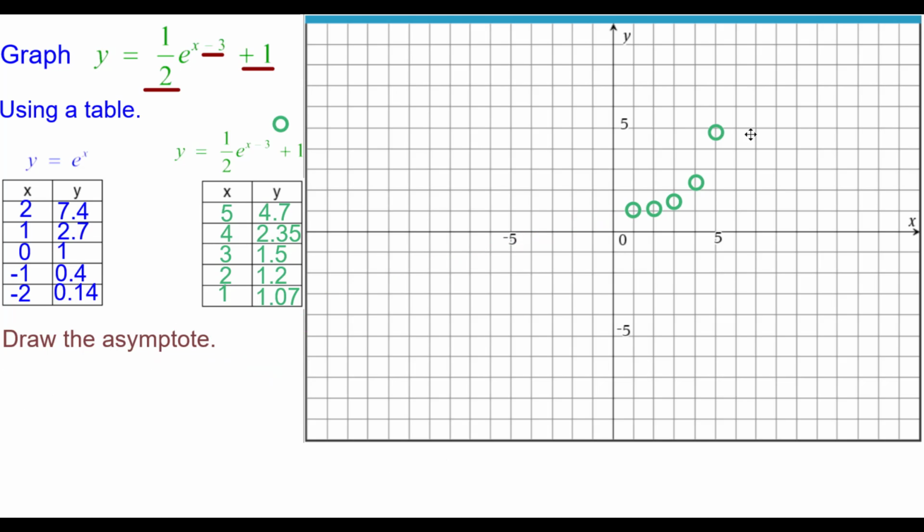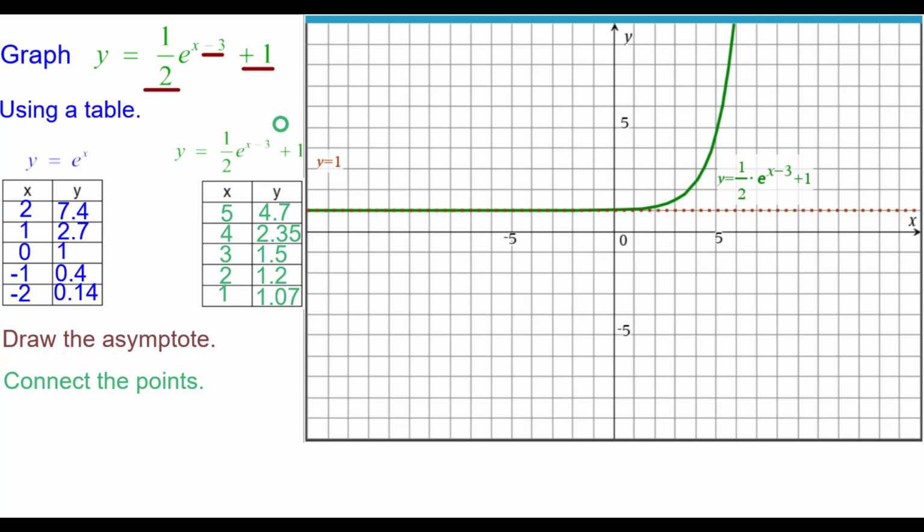Draw the asymptote. You can see that it's getting very close to the line y equals 1. That's going to be our boundary line. So we'll graph y equals 1 as the asymptote. Connect the points so that it looks like an easy chair, and compare to the parent function.